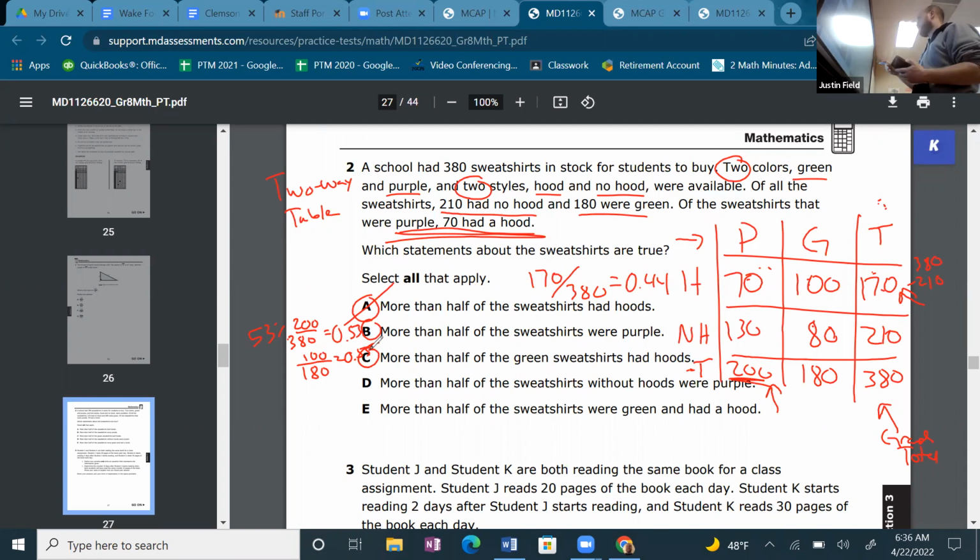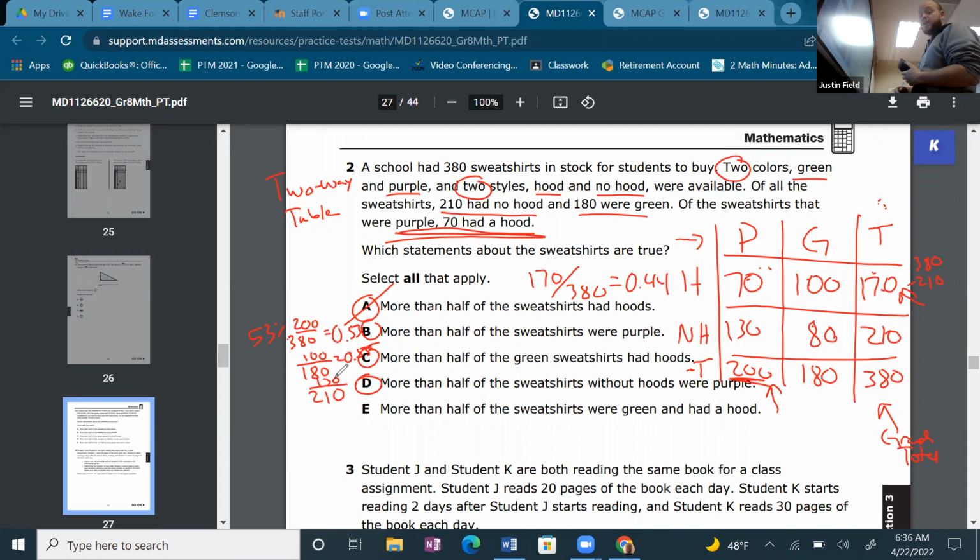More than half of the sweatshirts without hoods, so that's 210, were purple. Without hoods, so 210, 130. And that's more than half too. And more than half of the sweatshirts, for the same reason, were green. More than half of the sweatshirts were green and had a hood.